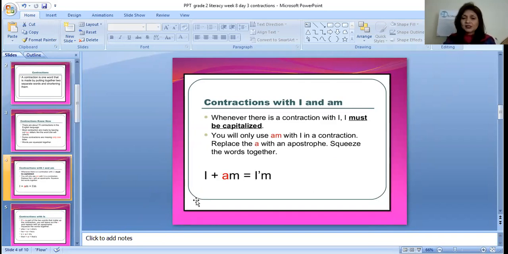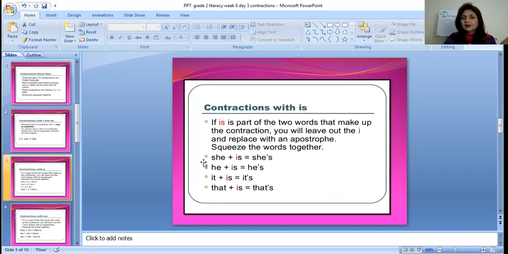Okay. Now whenever there is a contraction with I, it must be capitalized. As I have also explained you this thing before, I is always written with capital letter. So you will use M with I in a contraction, replace A with an apostrophe. Now I plus am equals I'm. Now you have to see how the words are written. Now here, if is is part of the words that make up the contraction, you will leave out i and replace it with an apostrophe and squeeze the words together. Like she plus is will become she's. He plus is, he's. It plus is, it's. That plus is, that's.